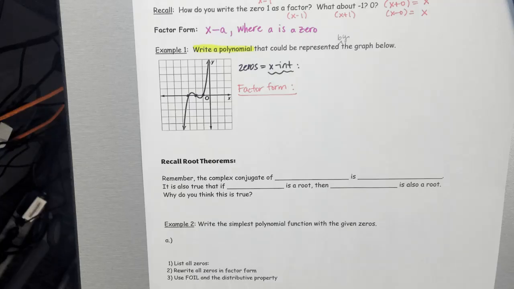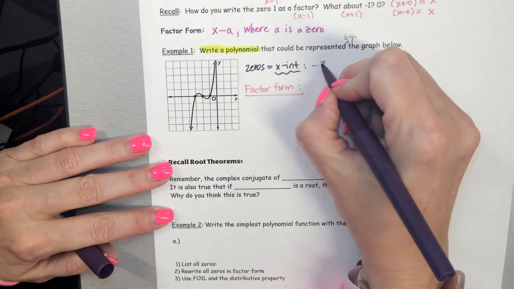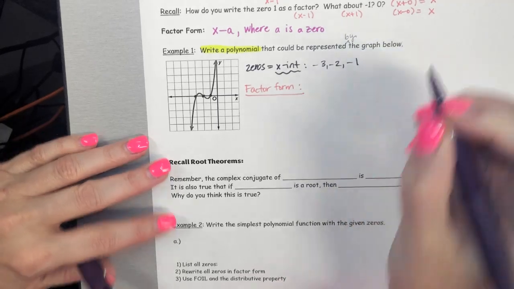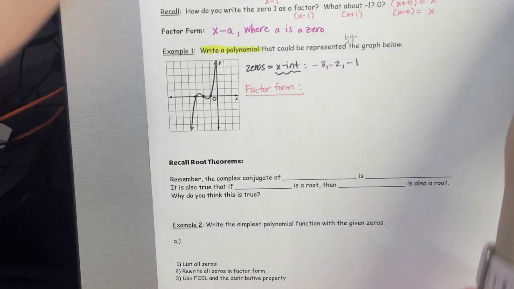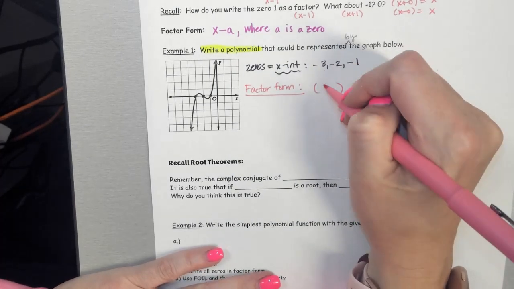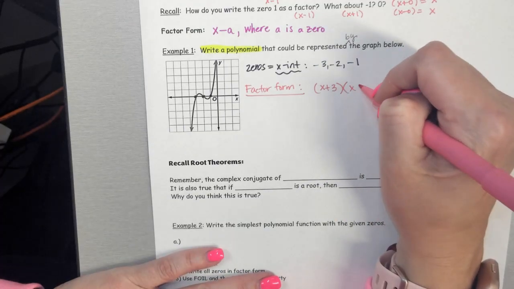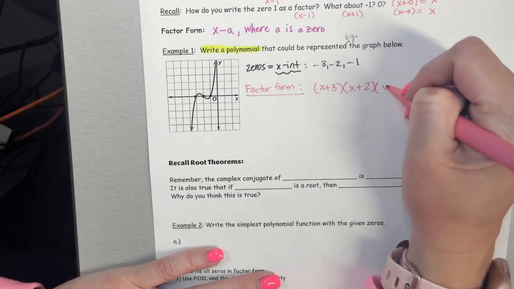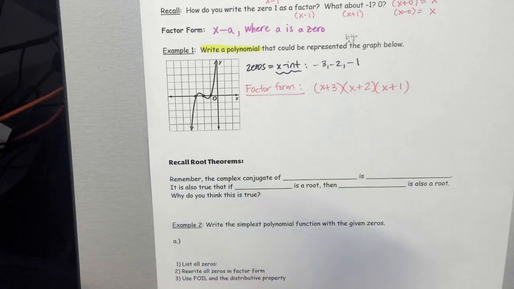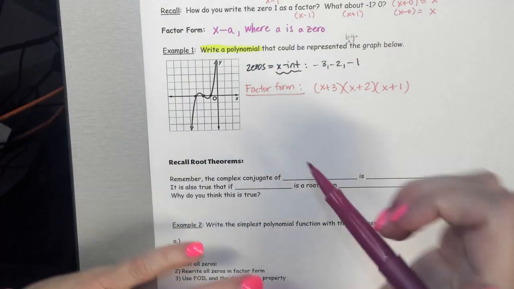And Elijah, what did you get for your x-intercepts? Yep, -3, -2, -1. So now we just have to write those as factors. So if you have -3, minus a negative is plus. Minus -2 would be +2. Okay, so what we're going to do is multiply those together.